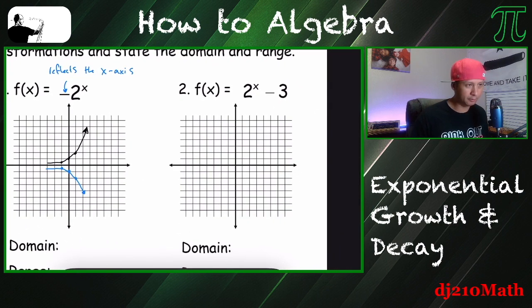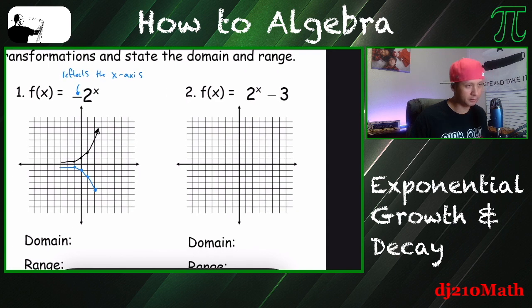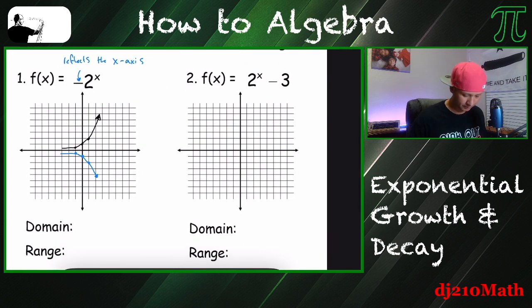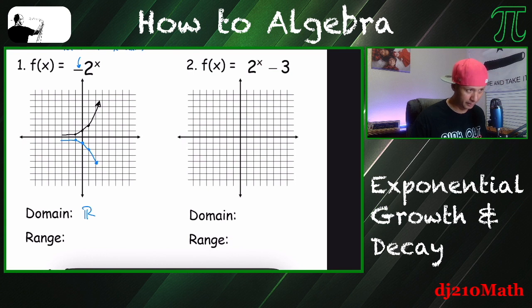All right, 2^x minus 3. So this is going to look like the parent function, except translated down. I guess we could talk about the domain and range real quick. So on the left, the domain, it's always all real numbers, right? Any real number can be plugged into this and a real value will come out. However, the range is going to be starting at 0 and then going down. So -infinity to 0.